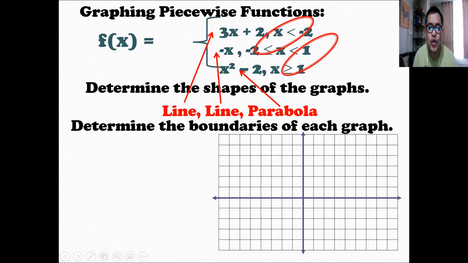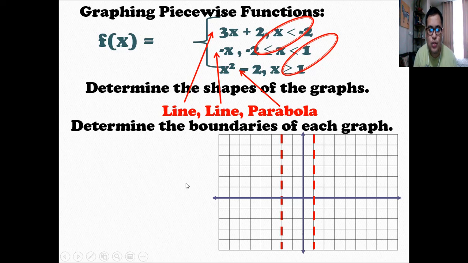So let's draw a line for negative 2. Okay, broken. So this will be the boundary. But in the real graphing, you can no longer include this boundary. This is for the sake of illustration only. So this will be our boundary for negative 2 and for positive 1. Okay? So now let us graph.